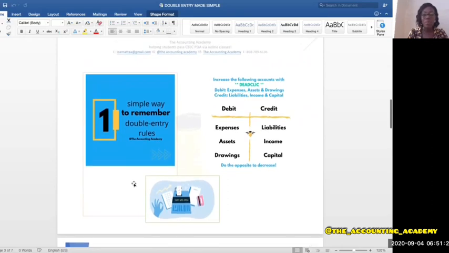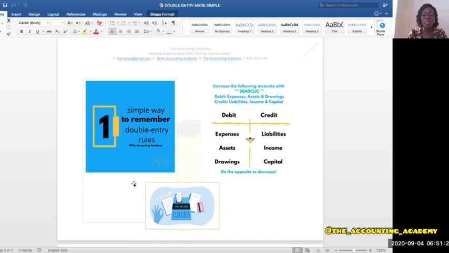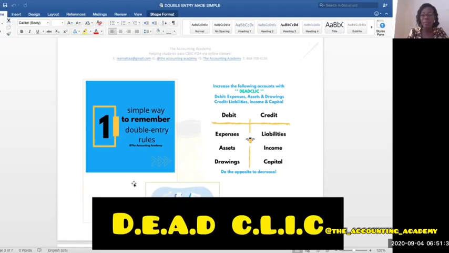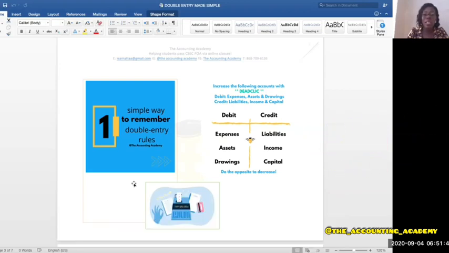And the one simple rule is on your screen, right? One simple way to remember double entry rules. All you've got to remember is DEAD CLIC. Debit expenses, assets, and drawings when you want to increase them, and credit liabilities, income, and capital when you want to increase them. So DEAD CLIC tells you what to do to increase these types of accounts.